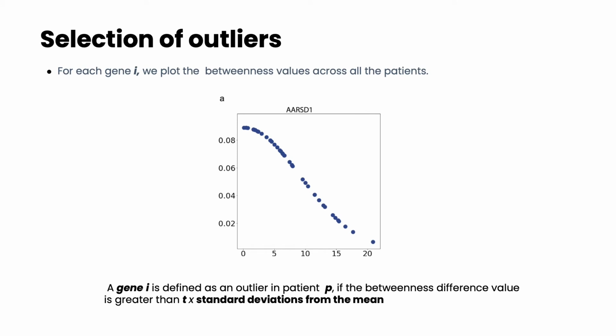The next step is the selection of outliers. For each gene i, we plot the Betweenness values across all the patients, and we estimate the standard deviation and the mean by fitting a truncated normal distribution. And a gene i is selected as an outlier in patient p if its Betweenness difference value is greater than T standard deviations from the mean.